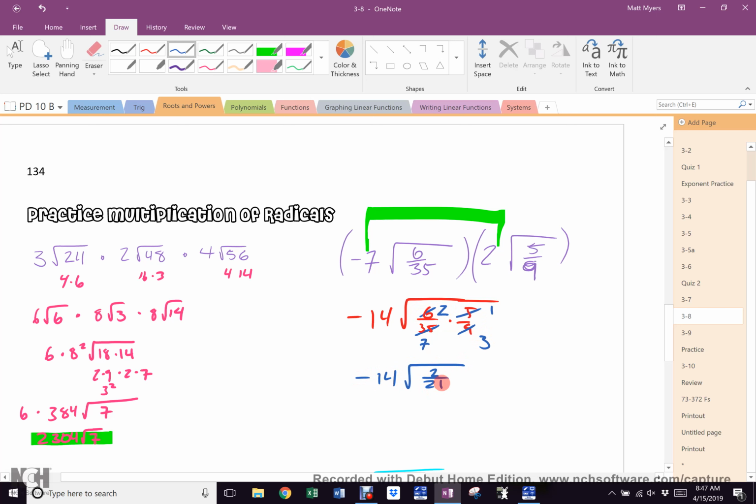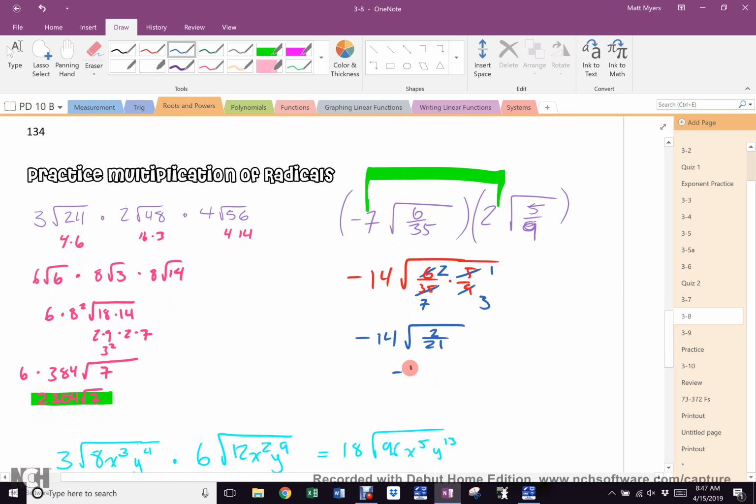2 over 21, right? Now, we've already talked about what that really means, yes? It really means negative 14 root 2 over root 21. And there is what we're going to do in the second half of today. We're going to talk about how to deal with that. That's as far as you can go with that one.